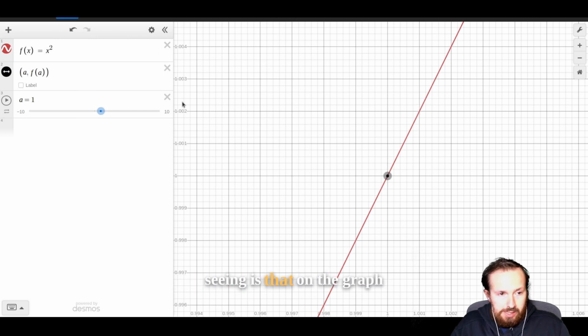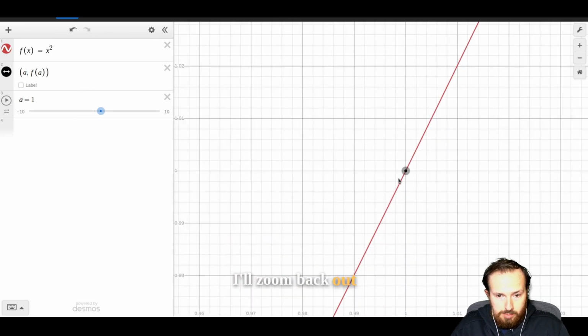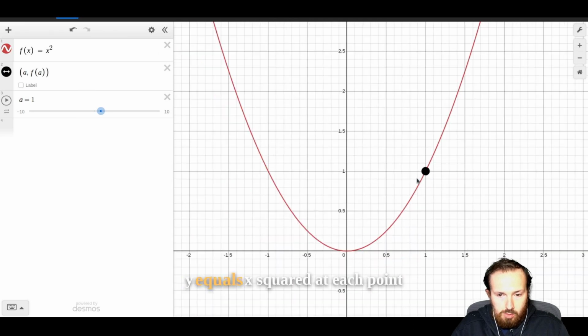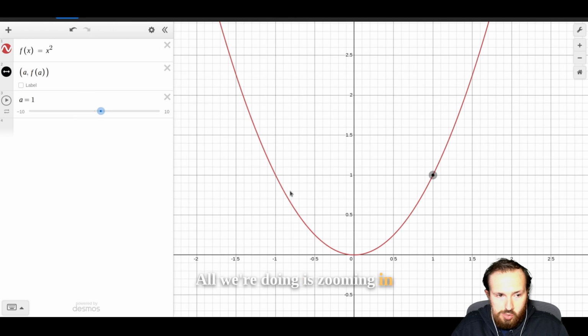So there you go. Apparently, what we're seeing is that on the graph of y equals x squared, it looks like when we zoom in around the point 1, 1, the slope is 2. So keep that in mind. That's what we're noticing. Now, I'll zoom back out. Remember, we're not changing anything about the original function. This is still y equals x squared at each point. All we're doing is zooming in around different values.